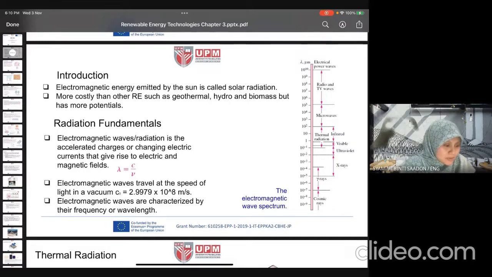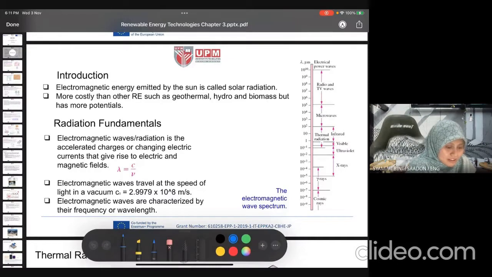Introduction: electromagnetic energy emitted by the sun is called solar radiation. That is the general definition of solar radiation, meaning the electromagnetic energy from the sun itself. So here we see the electromagnetic spectrum.